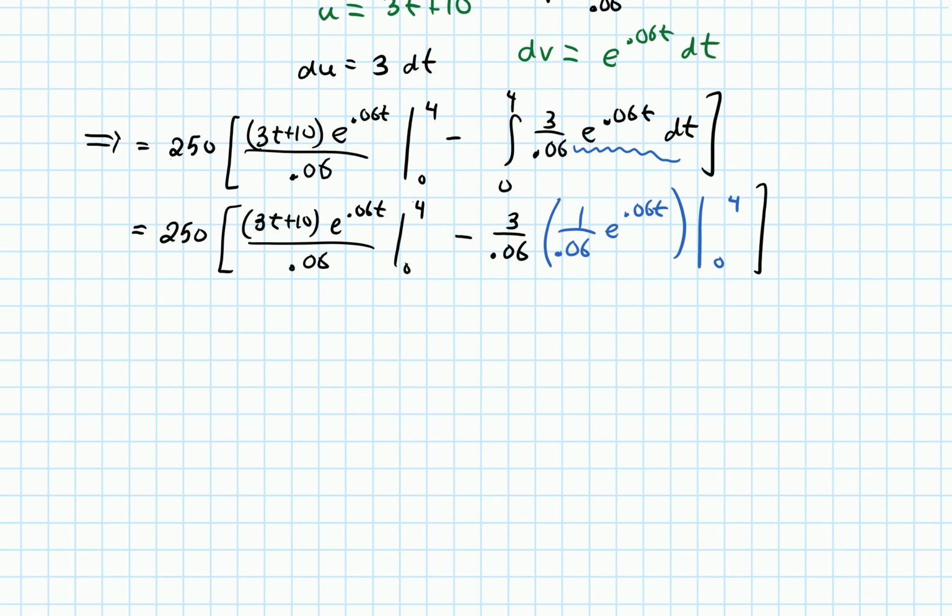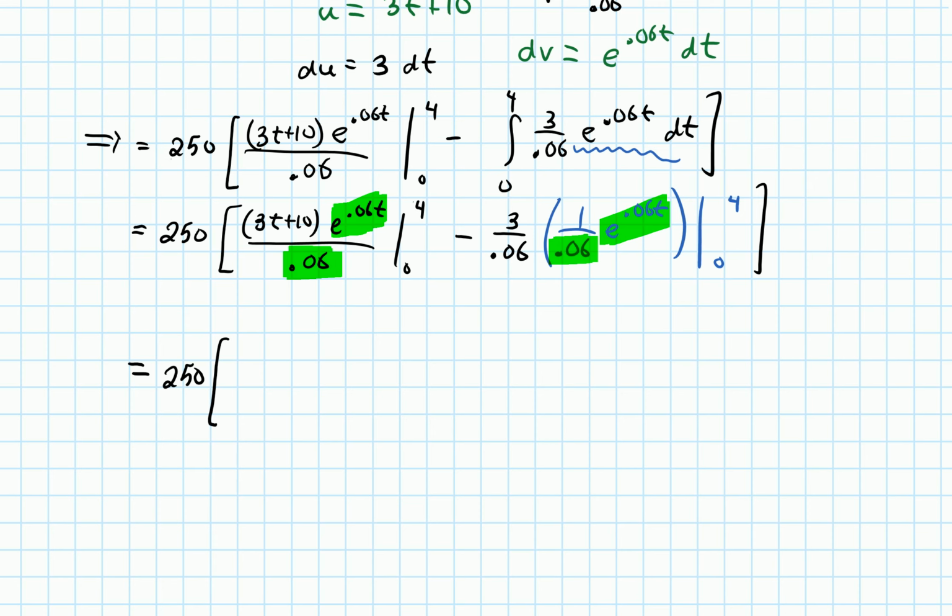Alrighty, so we are almost there. We have done the hardest parts. We've done the setup. We've done the antiderivative. It's just some plugging in, maybe some factoring. So we got 250 factored out. And then I noticed that e to the 0.06t is common, and this 0.06 in the denominator is common. So let's factor that out.